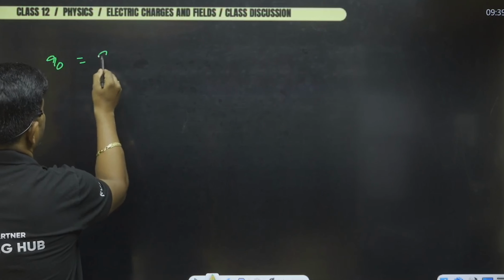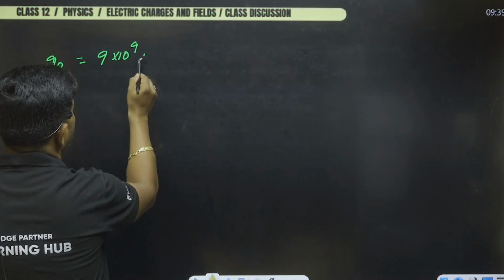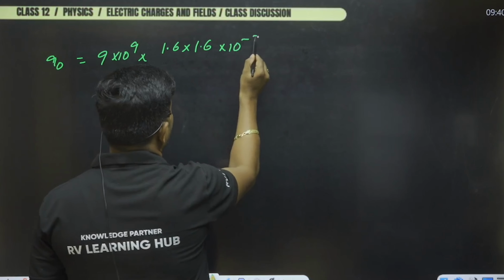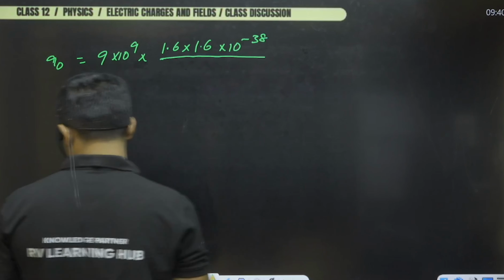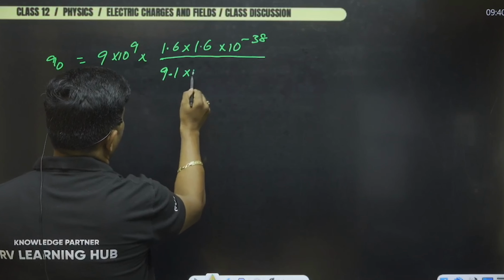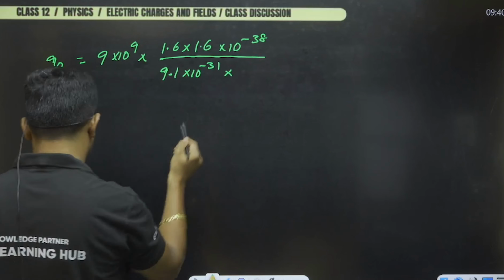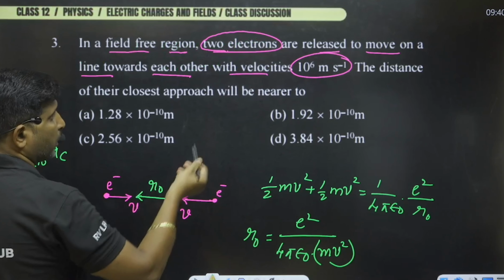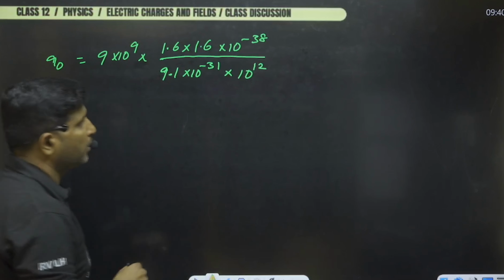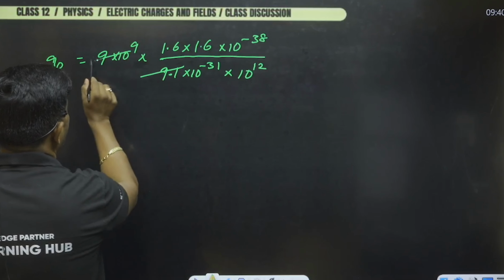You will get the answer 9 into 10 to the power of 9 into 1.6 into 1.6 into 10 to the power of minus 38, divided by m. m is nothing but 9.1 into 10 to the power of minus 31 kg, into v square. v square is 10 to the power of 6 into 10 to the power of 6, which is nothing but 10 power 12. So just simplify.